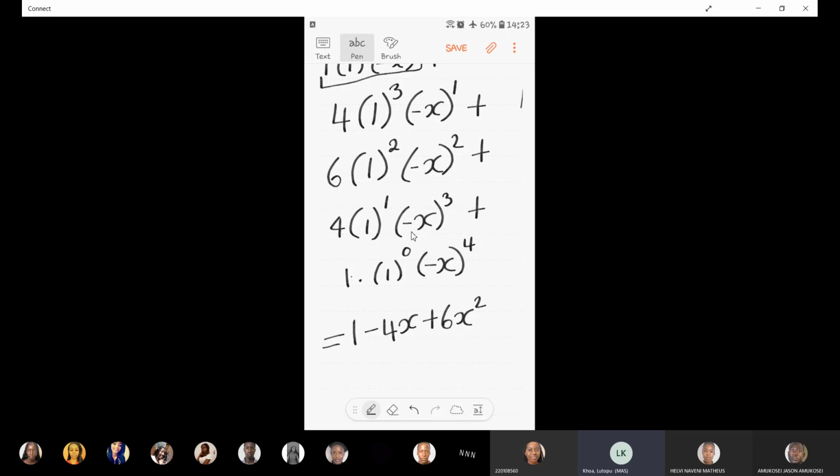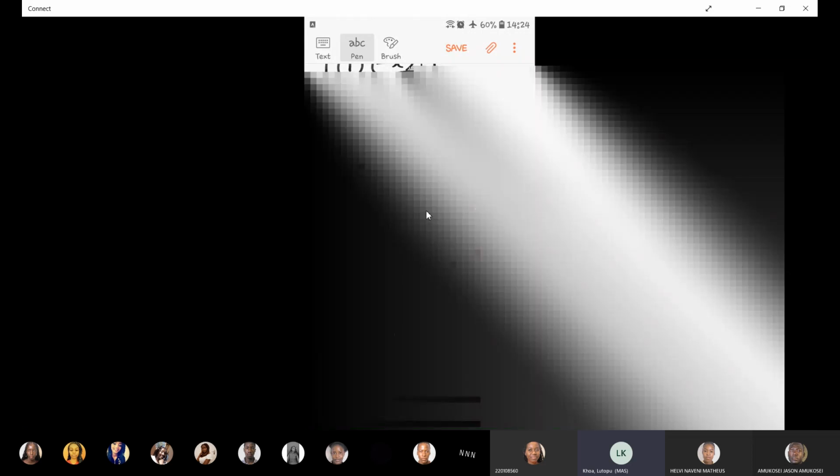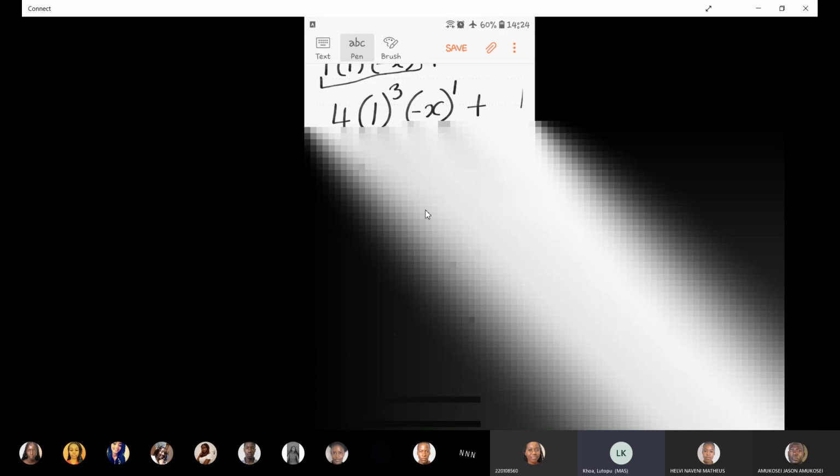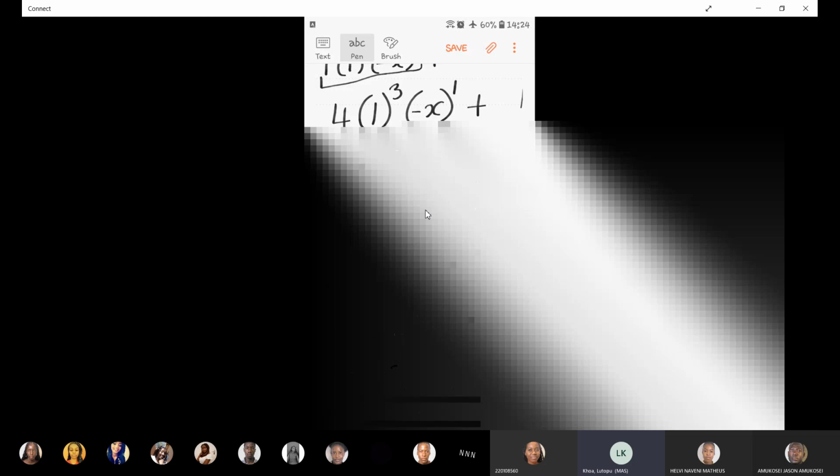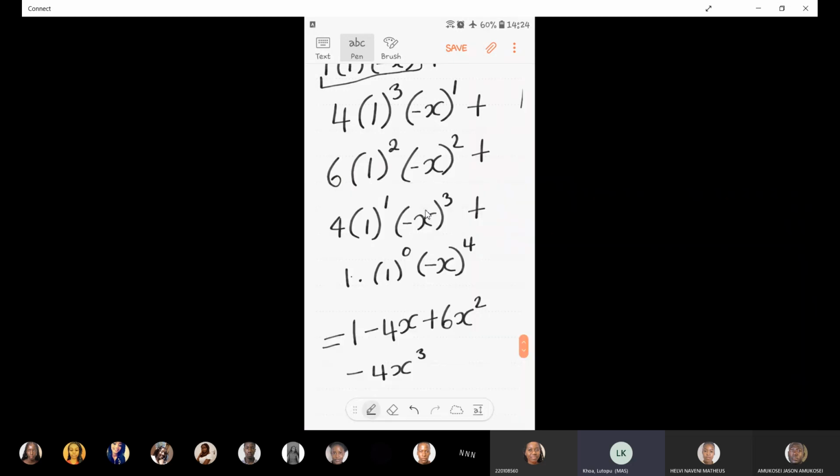And then the next one, I have 4 times 1, which is just 4. And then here I have negative x to the power of 3. This means negative x times negative x times negative x. I have 3 negative numbers multiplying. My answer will be negative. Because the first 2 numbers multiply, it gives me a positive. Then I multiply with the last negative, it gives me a negative. So this is negative 4x cubed.